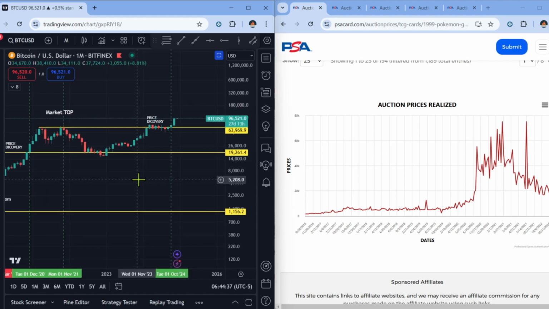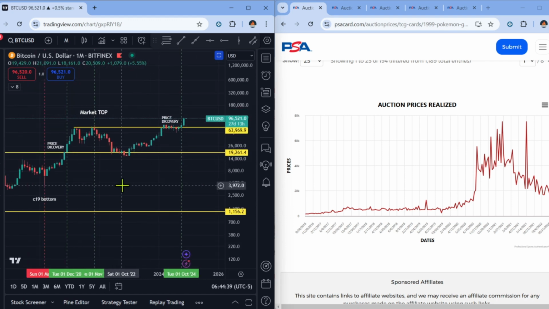So let's fast forward to this cycle. So again, we have the same repeating pattern in Bitcoin. We have the bear market, and then we have the recovery, and now we're in price discovery. So this happened around October this year, so very recent. We entered price discovery for Bitcoin, but then you see these vintage cards are still on a decline.